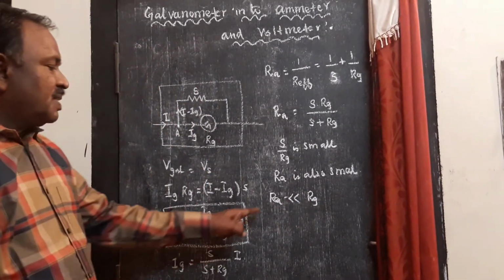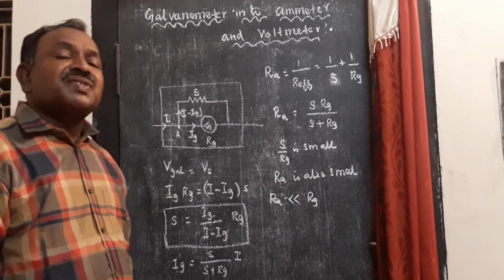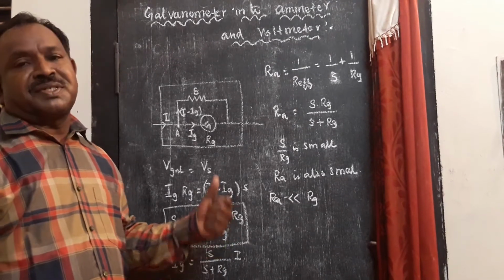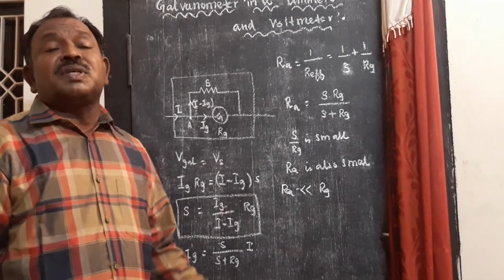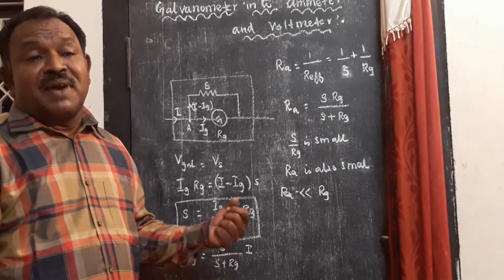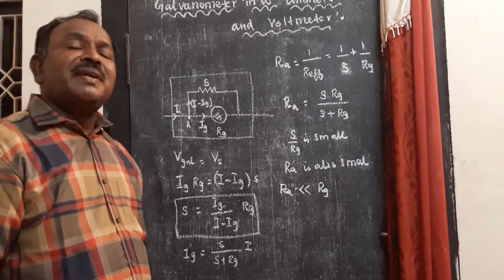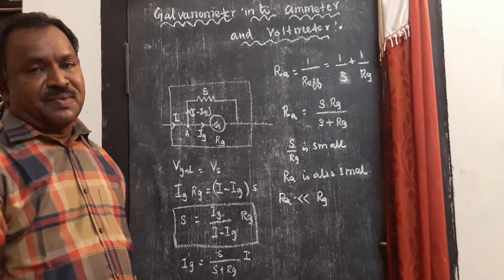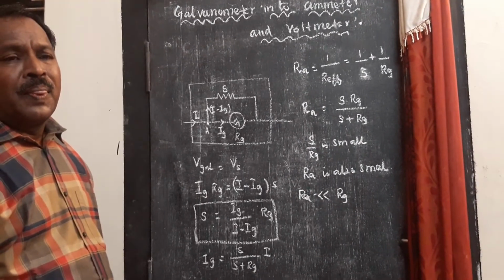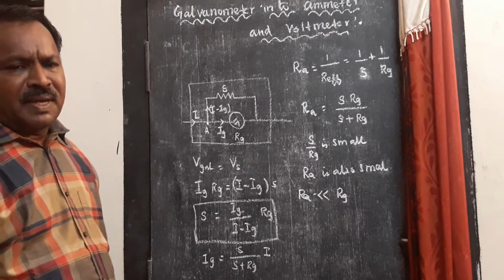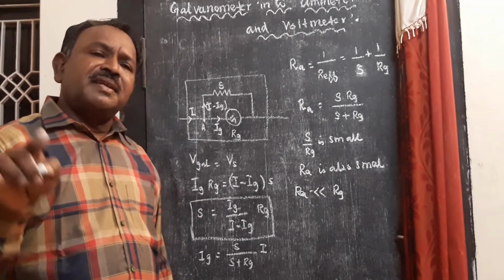Since Ra, that is the resistance of the ammeter, is very, very small, an ammeter is always connected in series in an electrical circuit. When we connect an ammeter in series, it will not produce much variation in the current already flowing through the circuit. The scale of the ammeter is calibrated in ampere. So this is how to convert a galvanometer into an ammeter. An ammeter has very low resistance and is always connected in series.